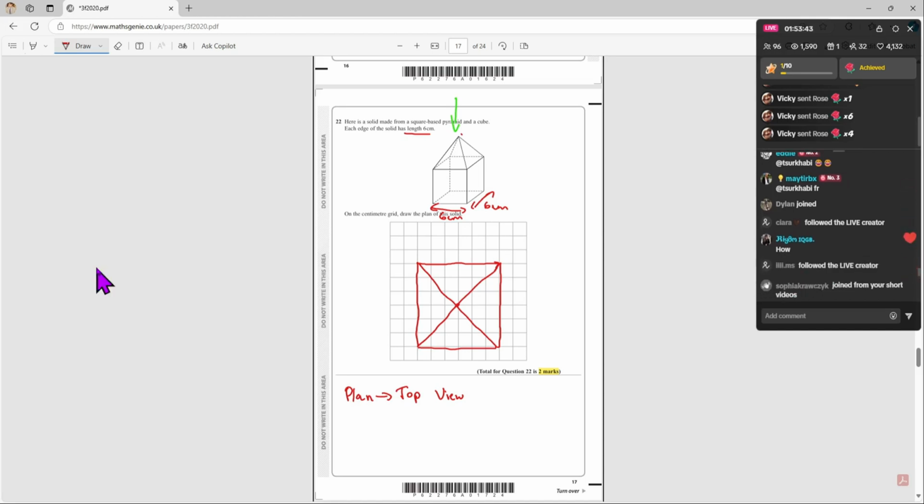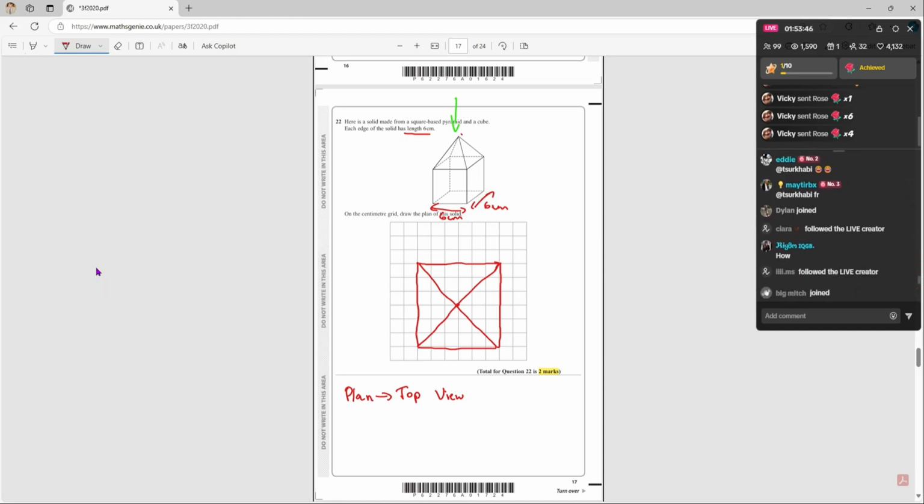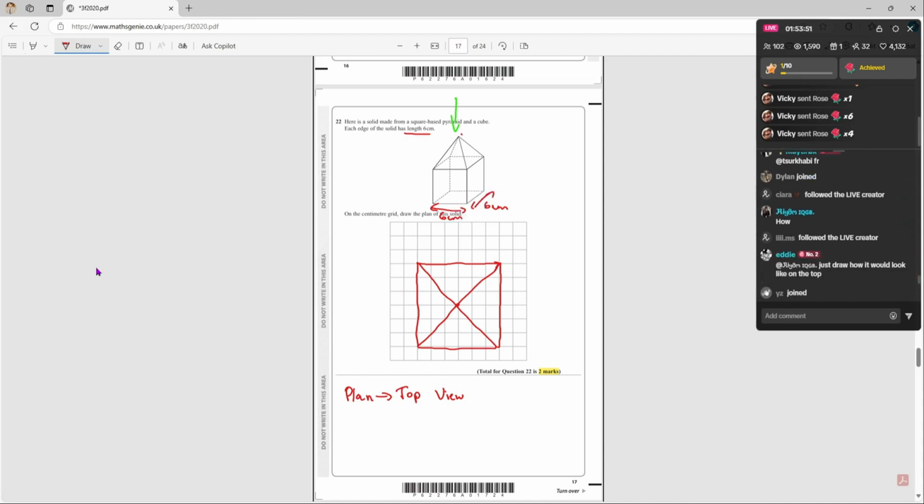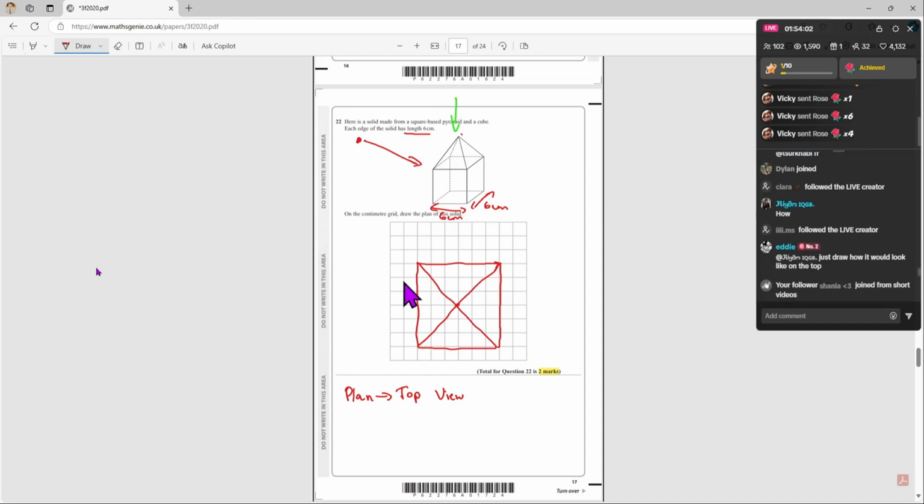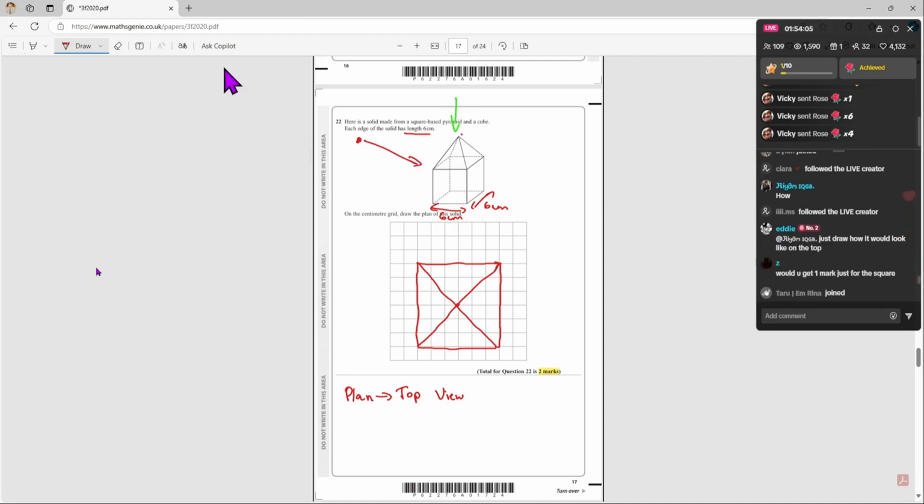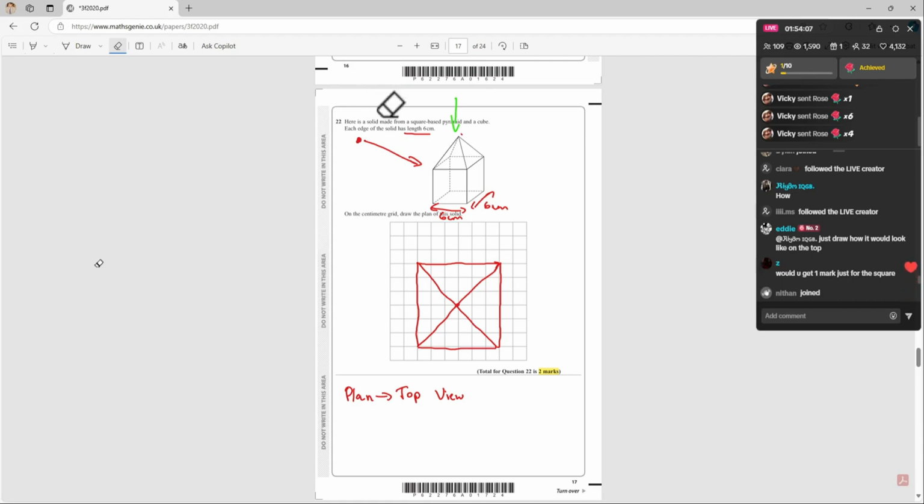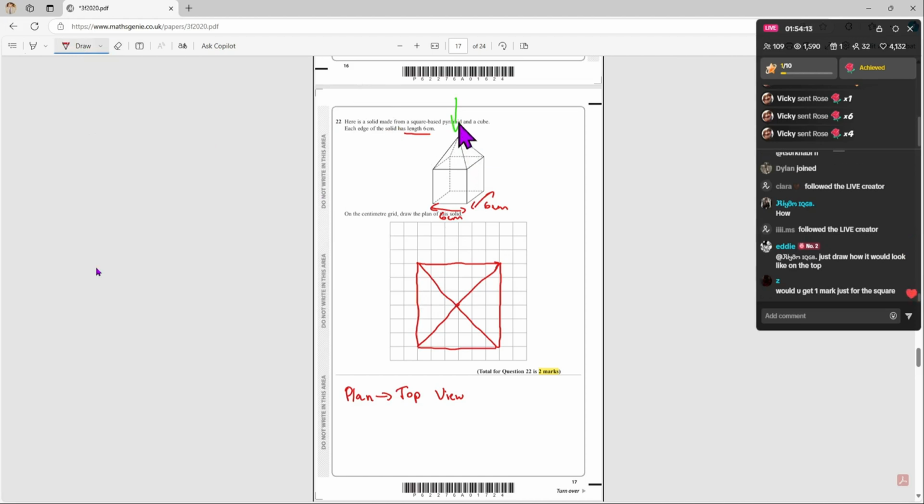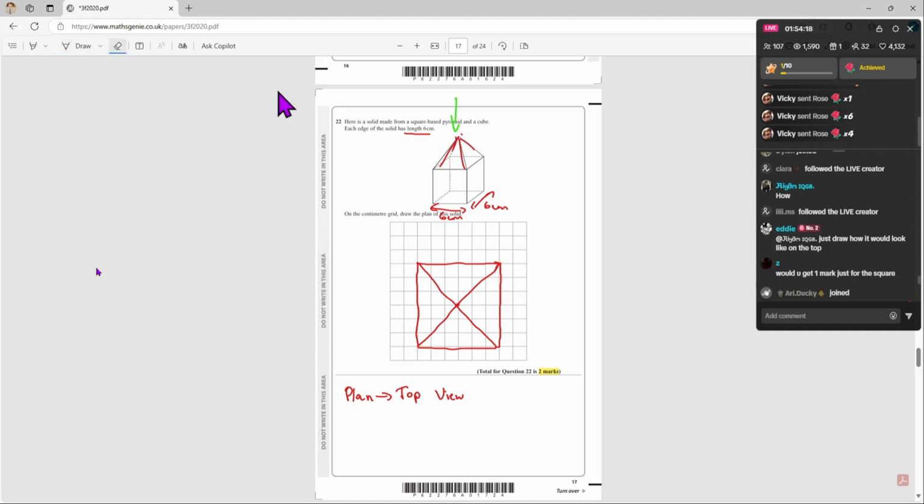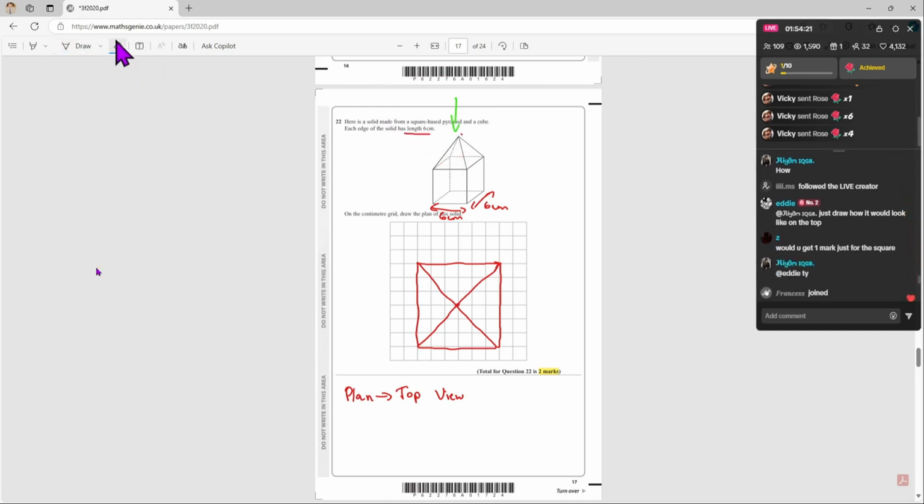So you just have to know that the plan is the top view. Some teachers say it's the bird's eye view, but I wouldn't say that, because a bird might be here, looking like this. So always say the top, the way you look directly from the top. Yes, you would only get 1 mark if you only drew a square. You also have to draw these 4 lines, because if you look from the top, you will also see these 4 lines. So just remember that.